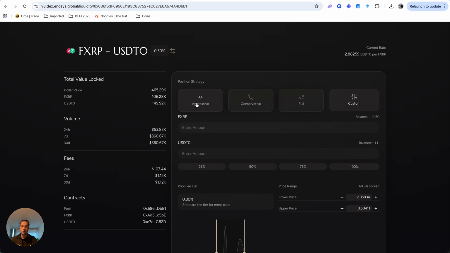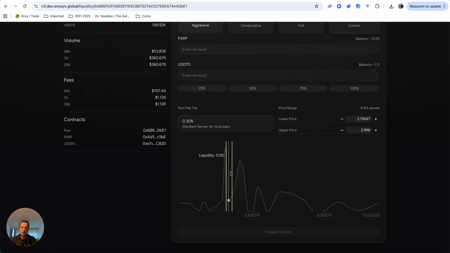We have a few options. Some of them are simply pre-made. Aggressive, which is a very tight range, 2.75 to 2.99. So it's a very tight range, meaning that you will earn high fees because you provide liquidity in a very tight concentrated ratio, right? But the moment the XRP price goes up or down, above or below your range, you are no longer earning the fees, and you are also being converted into one side of the pool.